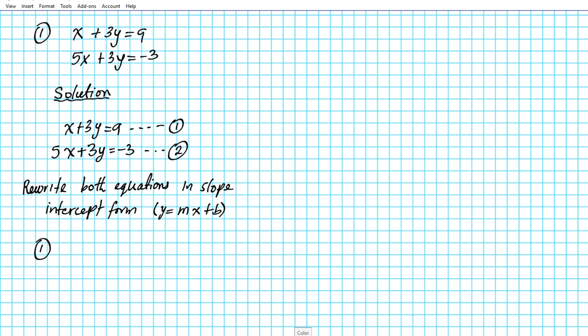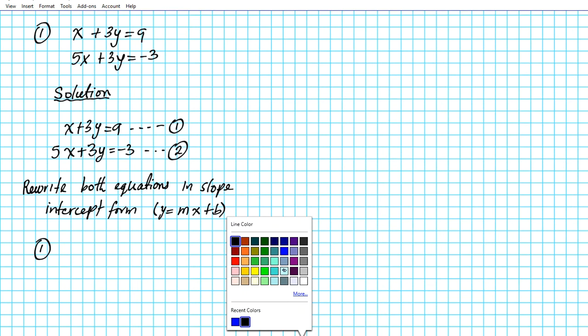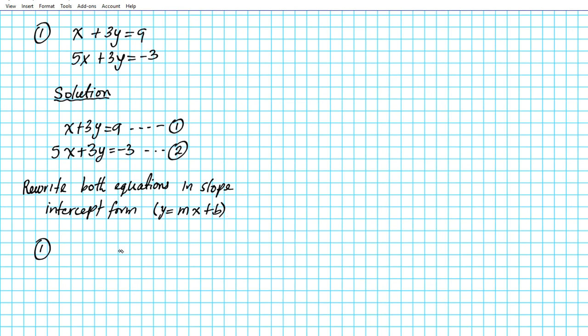I'm going to deal with this line in, let's make this blue. So line 1 is going to be in blue. We have x plus 3y equals 9. Now this is the standard form. What is the standard form? The standard form is ax plus by equals c. Okay? We want to put it in the y equals mx plus b form.